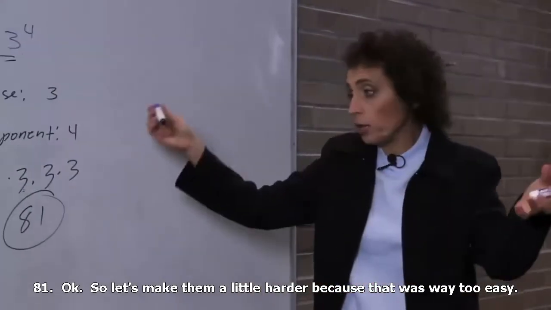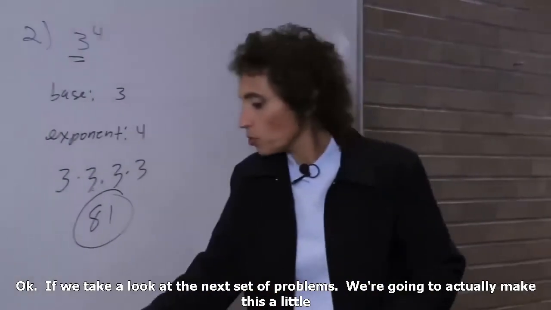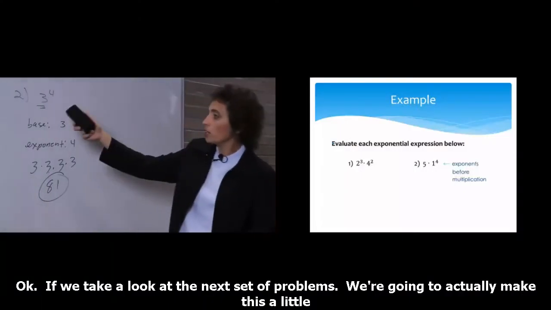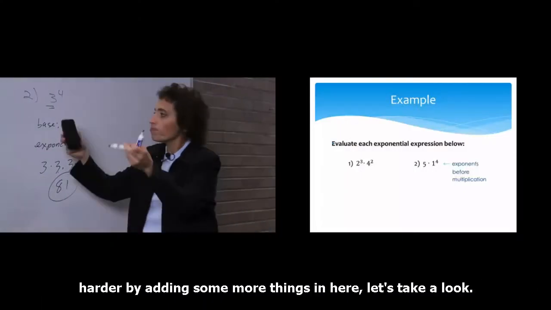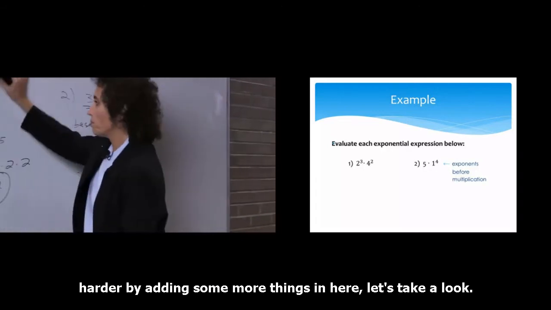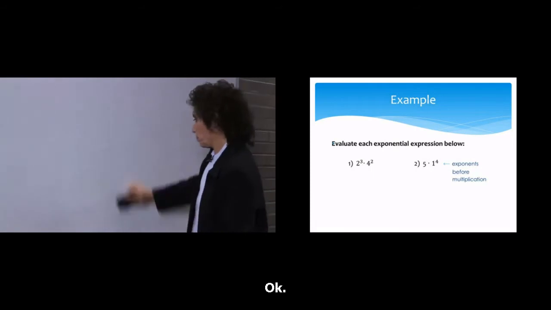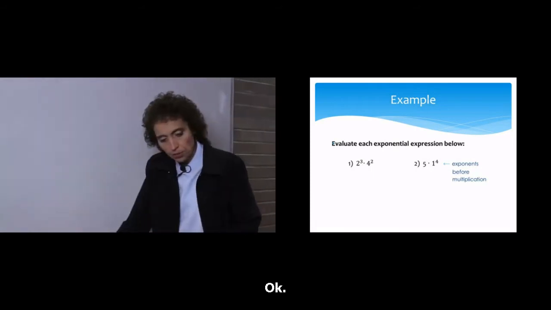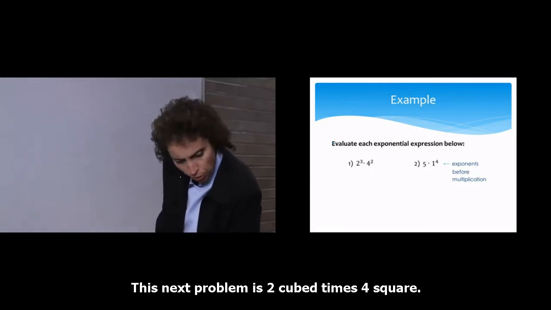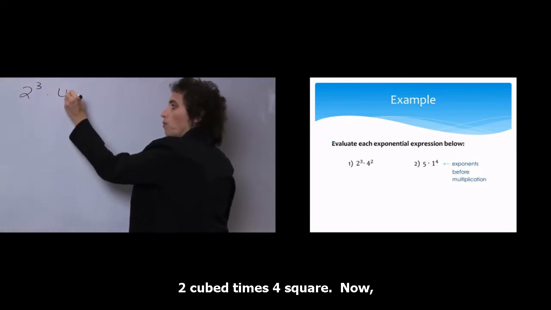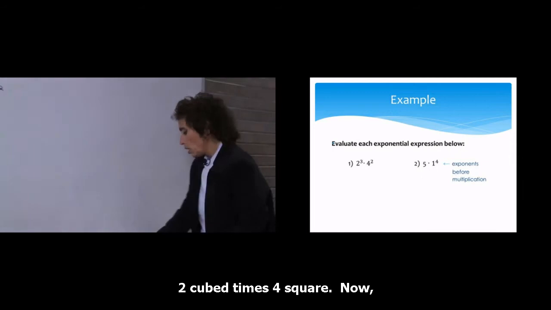Okay, now let's make them a little harder because that was way too easy. So if we take a look at the next set of problems, we're going to actually make this a little harder by adding some more things in here. So let's take a look. Okay, this next problem is 2 cubed times 4 squared.